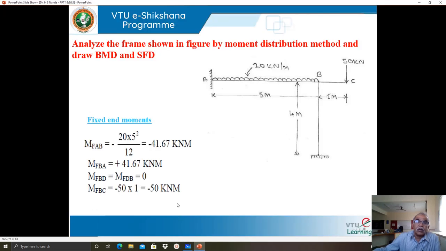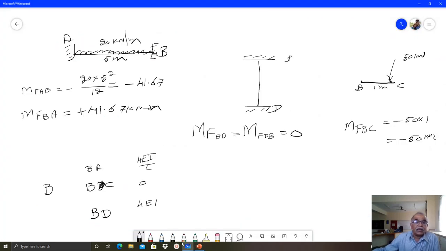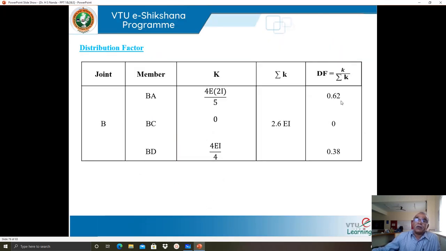Coming to BD, again the far end D is fixed, therefore it is 4EI by L. The sum, that is the total, is 2.6 EI, and the distribution factor is this divided by this, which will be 0.62, and for this it is 0 because it is the overhanging portion, and for this it is 0.38. That is 0.62 for BA, 0 for BC, and 0.38 for member BD.